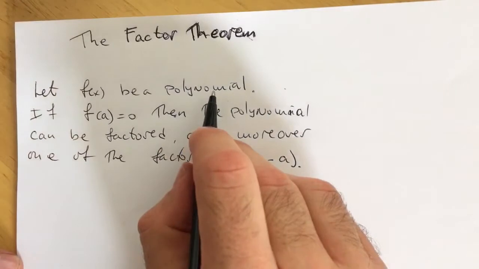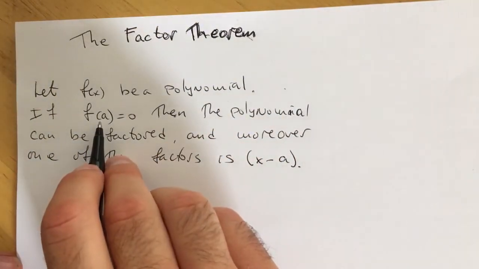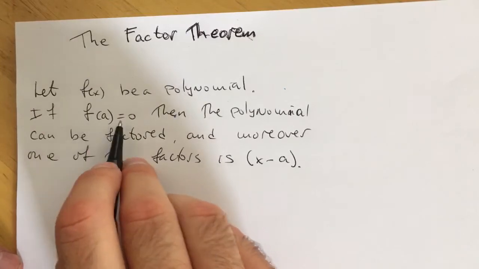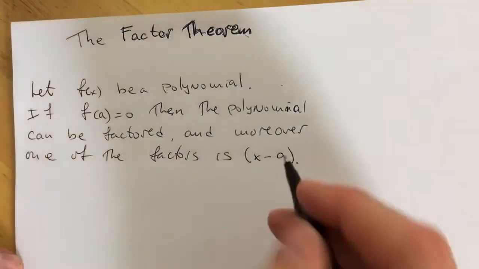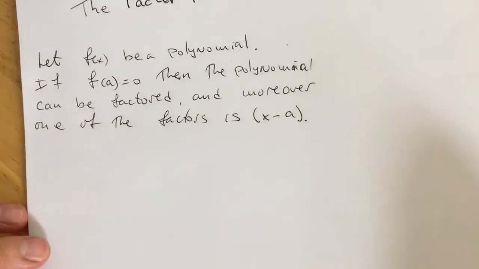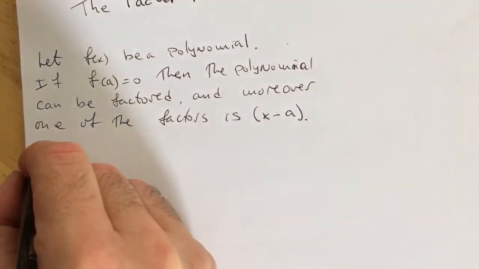So if we have a polynomial, we evaluate that polynomial at some number a, for which the polynomial gives you 0, right away I know it's a factor. I know that x minus a is a factor, okay? So let's do a few examples.